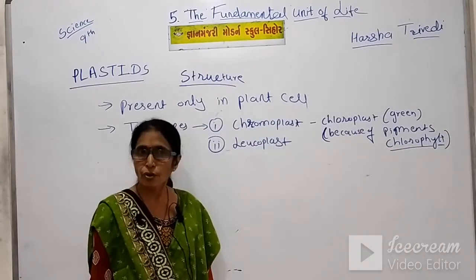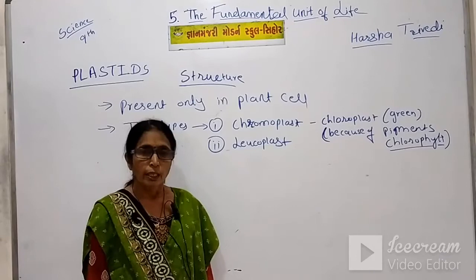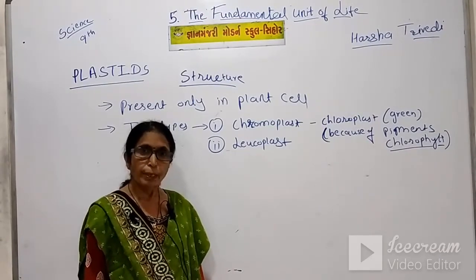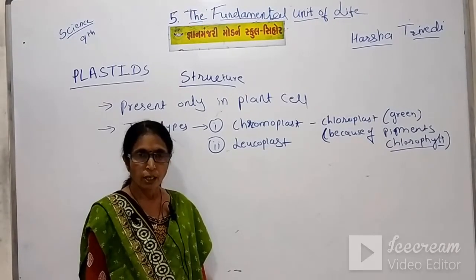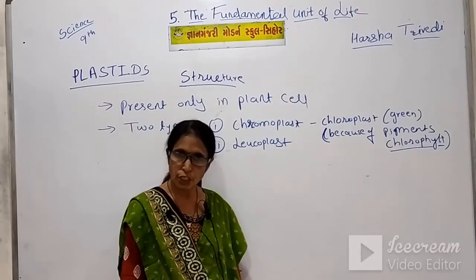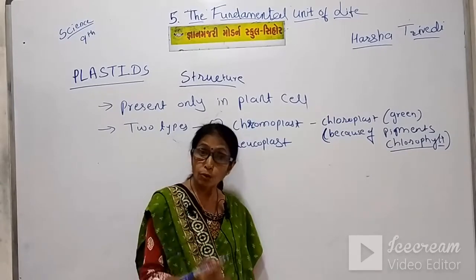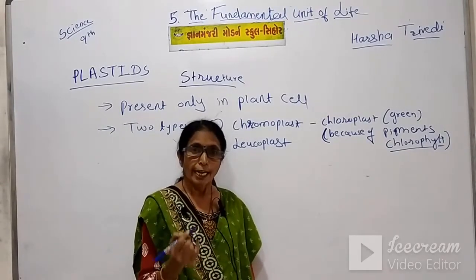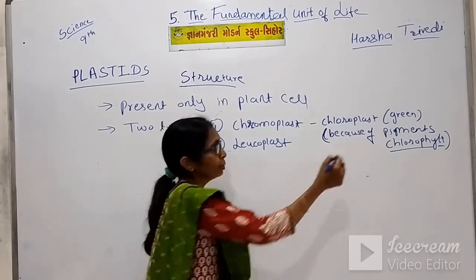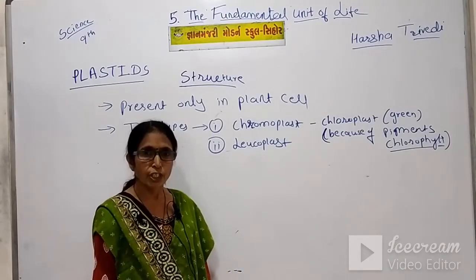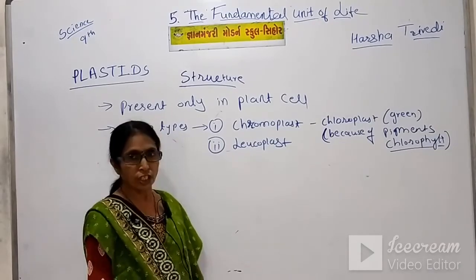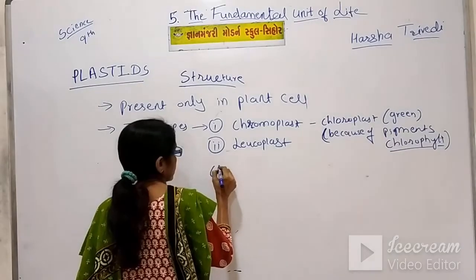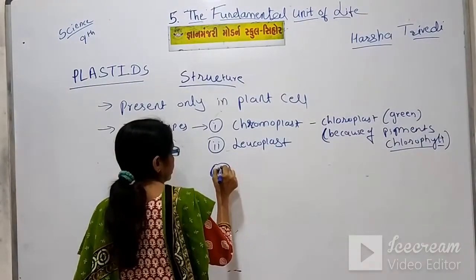What is the function of chlorophyll? It does the process of photosynthesis, means prepares the food for the plant. Autotrophic mode of nutrition, plants prepare their own food. They have autotrophic mode of nutrition, and it is possible only due to the chlorophyll which is present in the plastids. Okay. Now the third point, we will see your third point.